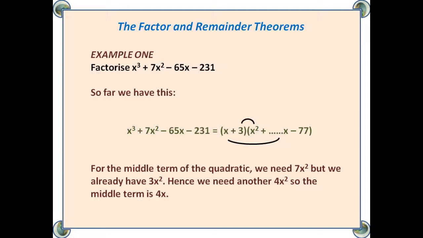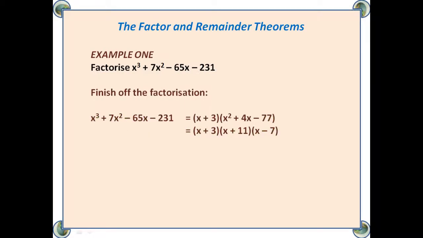We have an x squared, we have a minus 77, and there's an x term in the middle which we don't yet know. Now, we need 7x squared for our cubic. We've already got 3x squared from timesing the 3 by the x squared, and therefore we need another 4x. To finish off the factorisation, we already have x plus 3. We also have x squared plus 4x minus 77, which gives us x plus 11 and x minus 7, giving us 3 brackets timesed together.